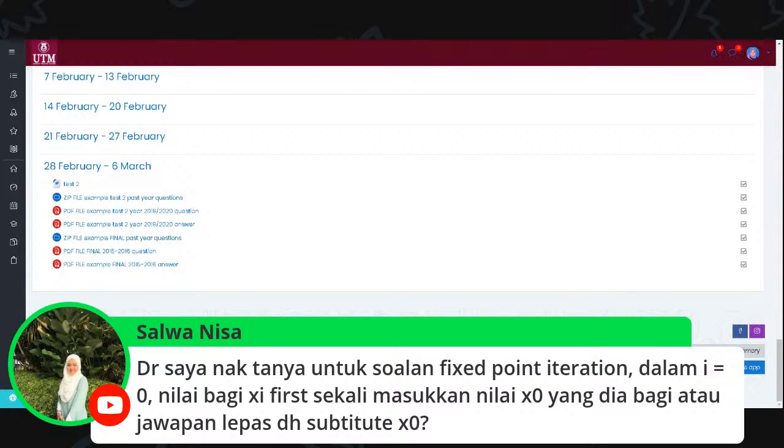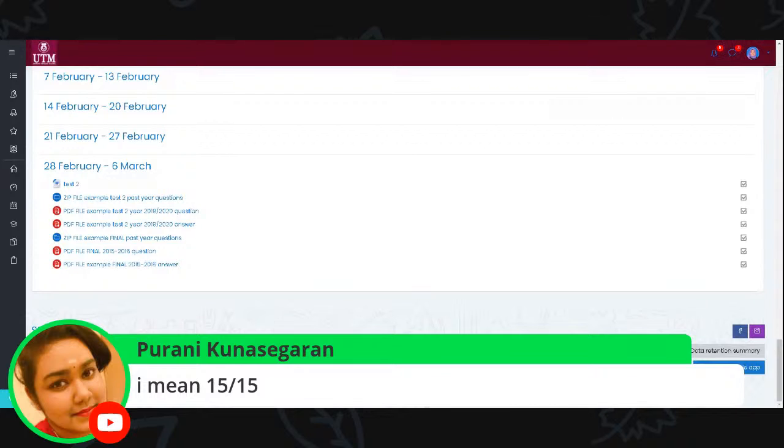Yes, very good. Atau jawapan lepas dah substitute as not. Bukan. They are given in their question. Yeah, dia bagi. Yeah, okay. Very good question. Okay. Yes, Purani is a 15/15 lah. I hope Purani you will get 100%. Okay, 100% marks. All right, any question?